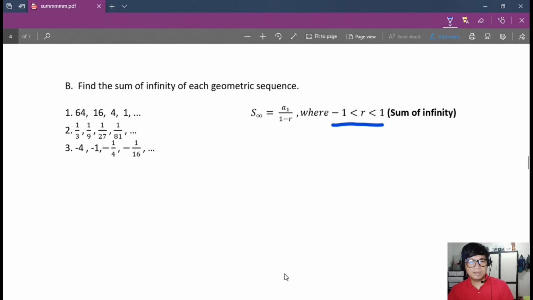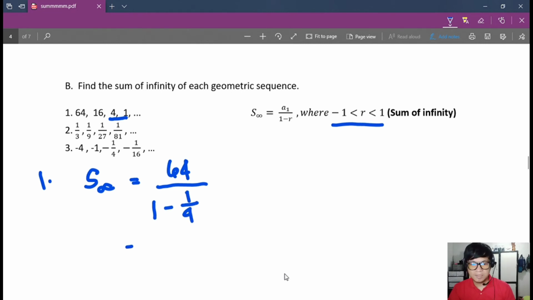So, for number 1, obviously this triple dot indicates it is an infinite geometric sequence. So identify natin dito, ito na lang gamitin natin kasi masyadong malaking number, so mas madali ito. The common ratio is 1/4, and 1/4 is between negative 1 and 1. So, ito yung formula natin. The sum of infinity for number 1 is equal to the first term, which is 64, over 1 minus 1/4.